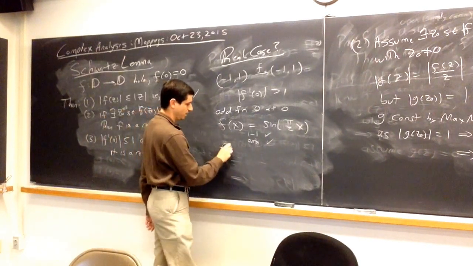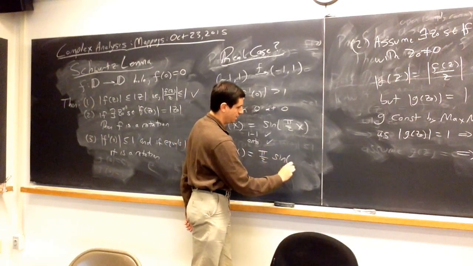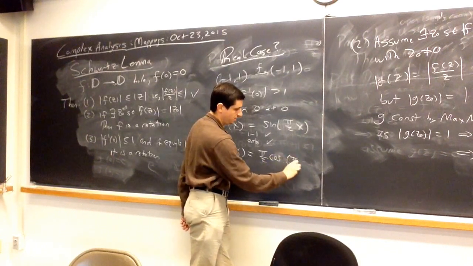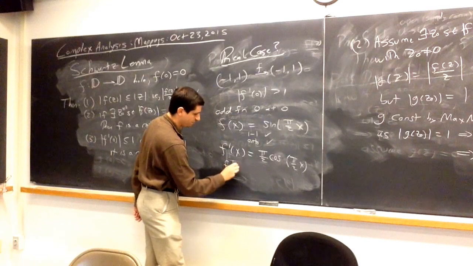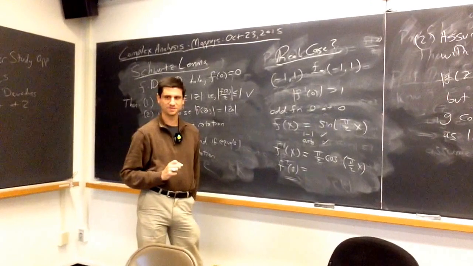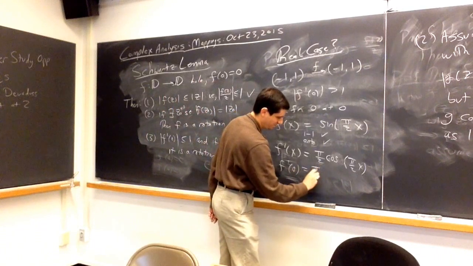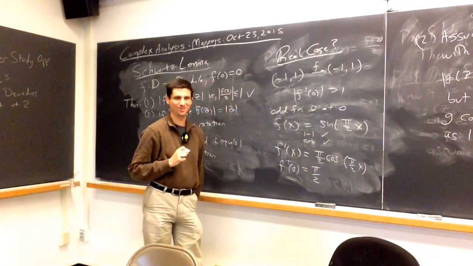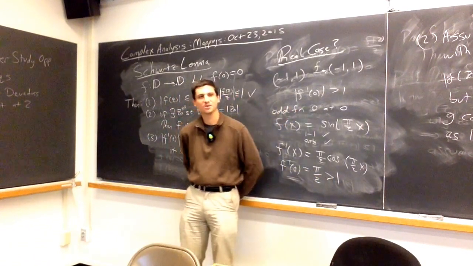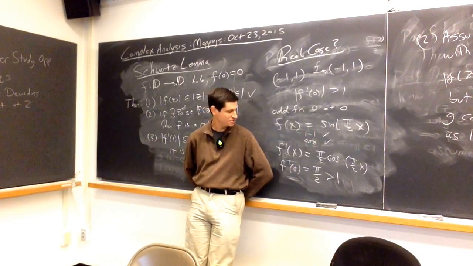Let's calculate f prime of x. So we get pi halves cosine of pi halves x. What's f prime of 0? Pi over 2. And what can you tell me about the number pi over 2? Bigger than 1. It is bigger than 1. Exercise, prove that. It's not as easy as you think. Can you prove that pi is greater than 2?